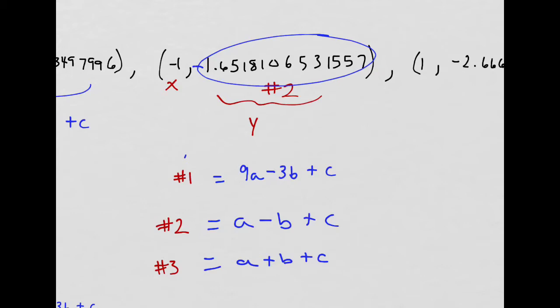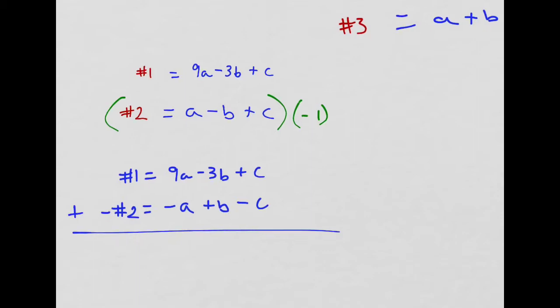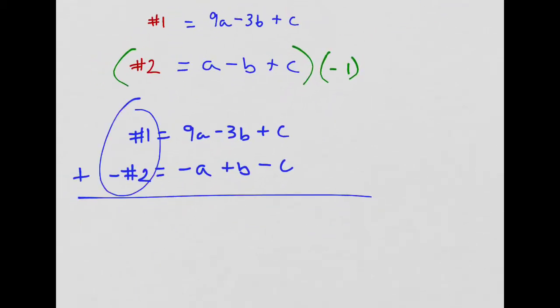Is that okay that I'm doing that? Okay. And then I have negative a, positive b, and negative c. And then I add them together. This part I'll do in my calculator. And I'll show you how to do that.